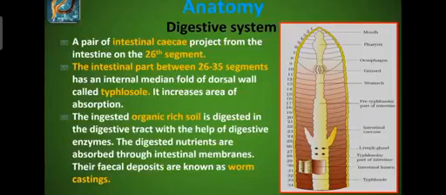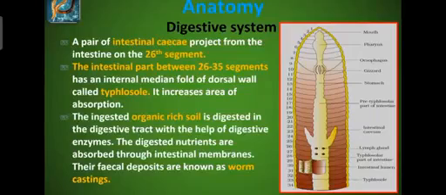The ingested organic rich soil is digested in the digestive tract with the help of digestive enzymes. So whatever organic rich soil they are taking inside as food is digested with the help of the digestive enzymes. The digested nutrients are absorbed through intestinal membranes. These intestinal membranes absorb the digested food. Then whatever undigested food is there is removed through the anus, and those fecal deposits are called worm castings.